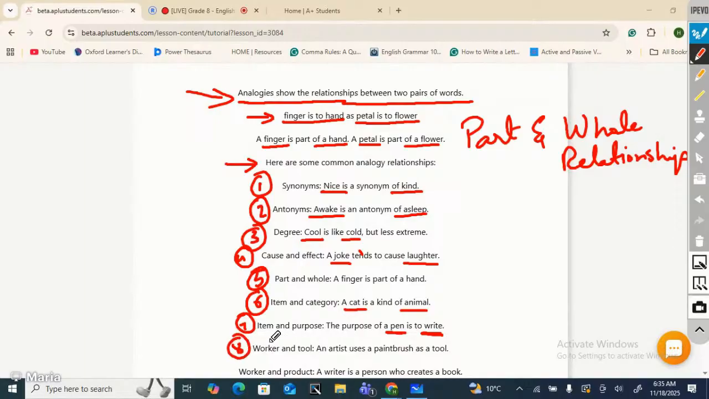Number 8, worker and tool. An artist uses a paintbrush as a tool. So, artist is the worker. What is the tool of this worker? Paintbrush.